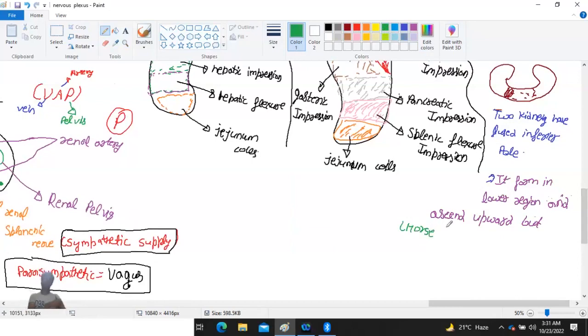Normally it can reach its normal place. The horseshoe-shaped kidney is blocked by the inferior mesenteric artery because it is the nearest. Remember, these are the three arteries we know, from most inferior: inferior mesenteric, then superior mesenteric, then celiac trunk. So as it ascends upward, it first meets the inferior mesenteric artery and is blocked by it.